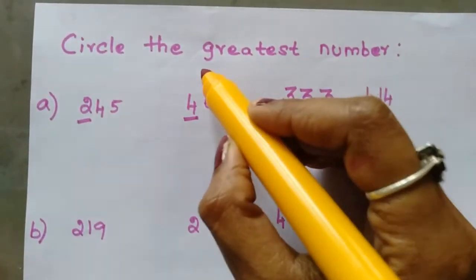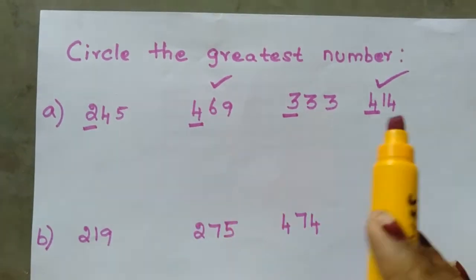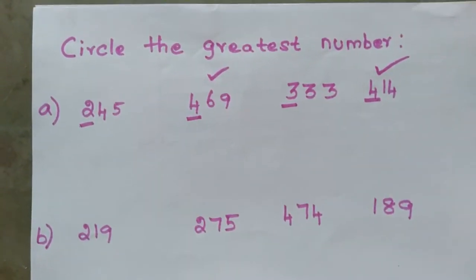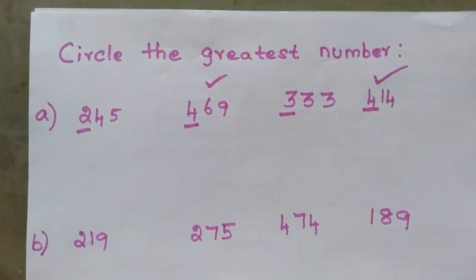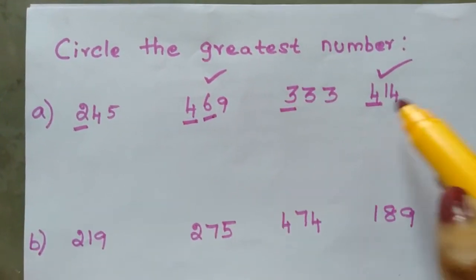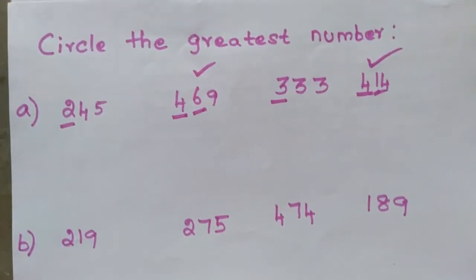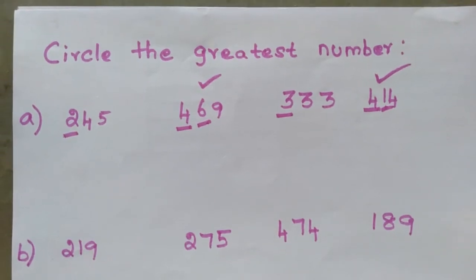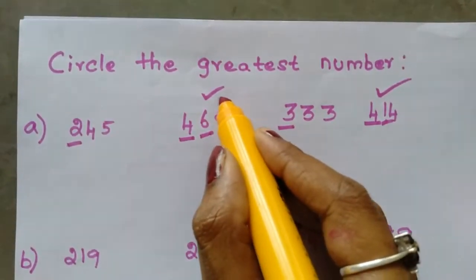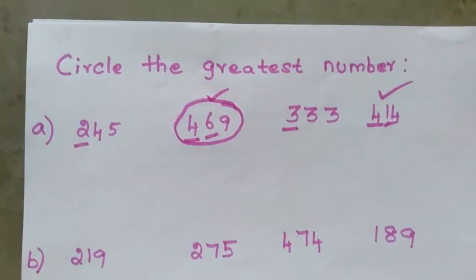So, in the 4, 2 numbers are there. 469 and 414, right? 2 numbers. So, you have to check the second number. Here 6, here 1. So, 6 is the greatest number or 1 is the greatest number? Which number is the greatest number? 6 is the greatest number. So, 469 is the greatest number.